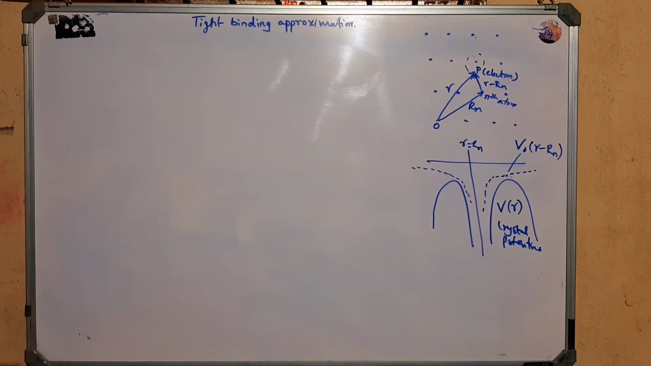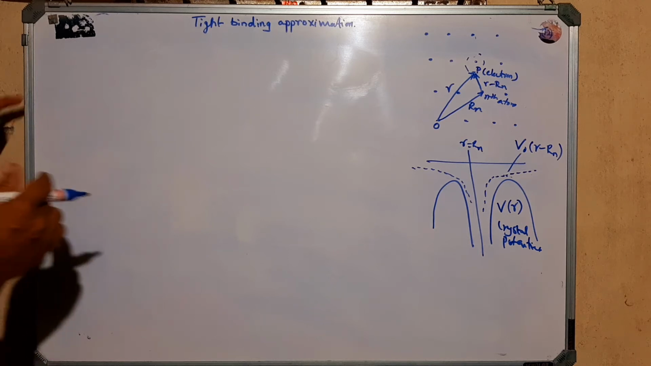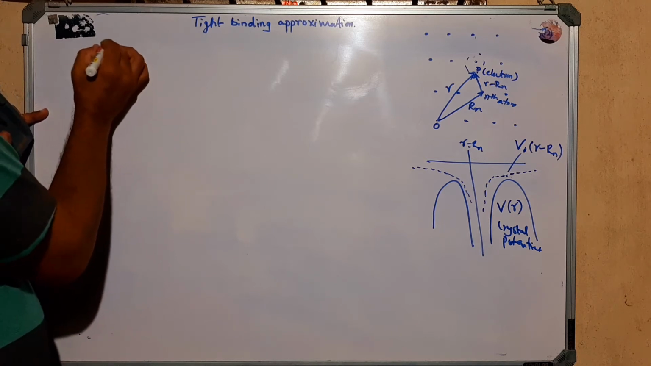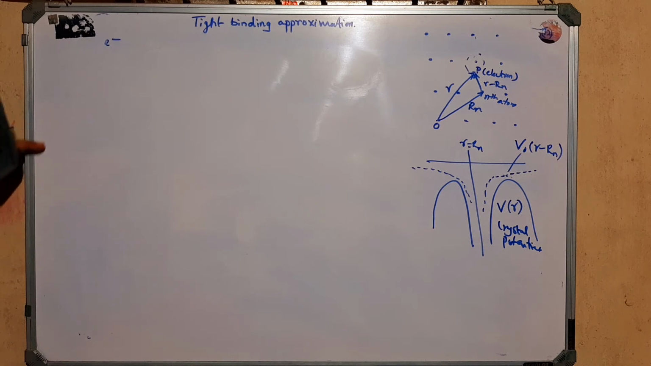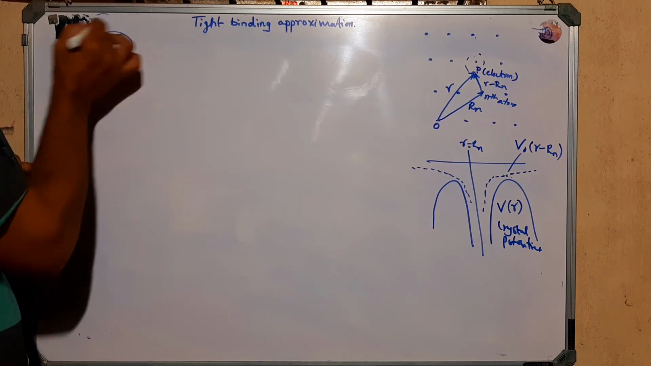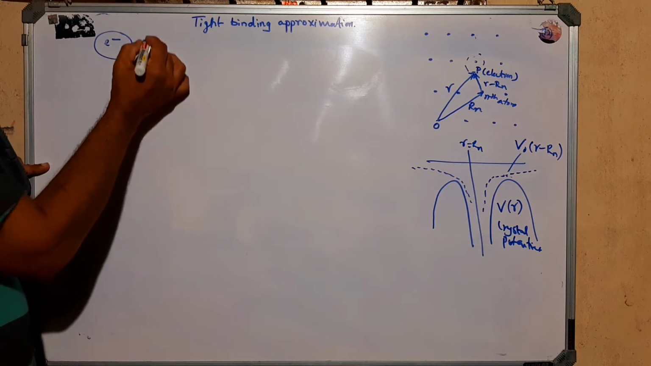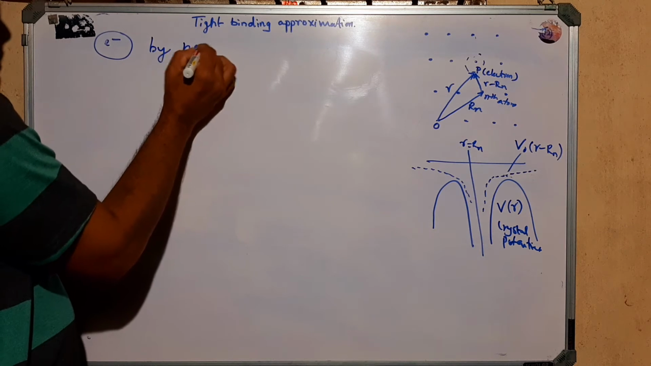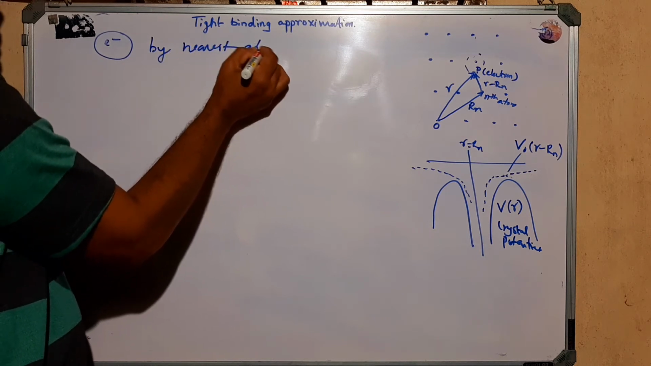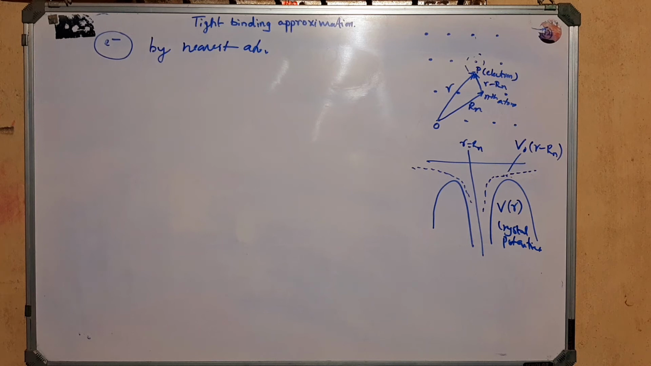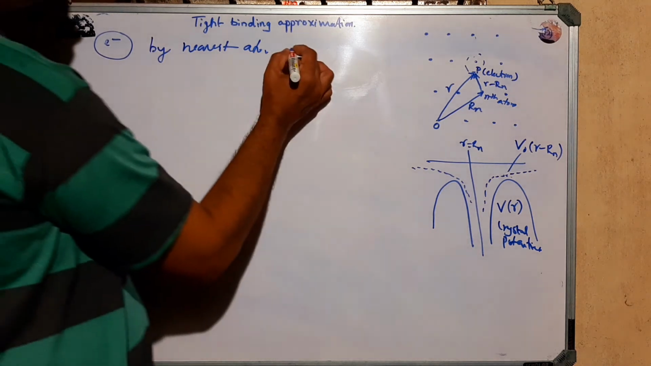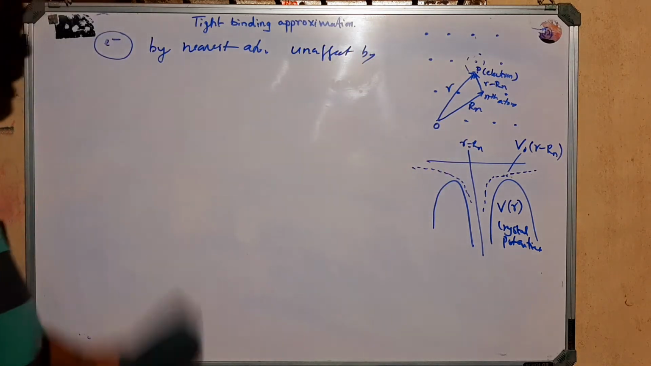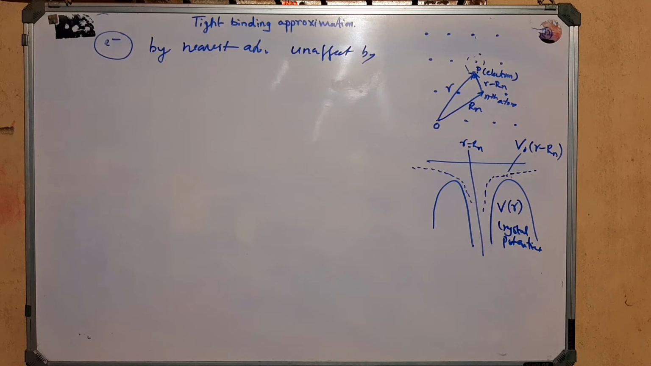So, as I already told, let us consider an electron. The wave function of this electron is only influenced by the nearest atom and is unaffected by the other atoms present in the lattice.